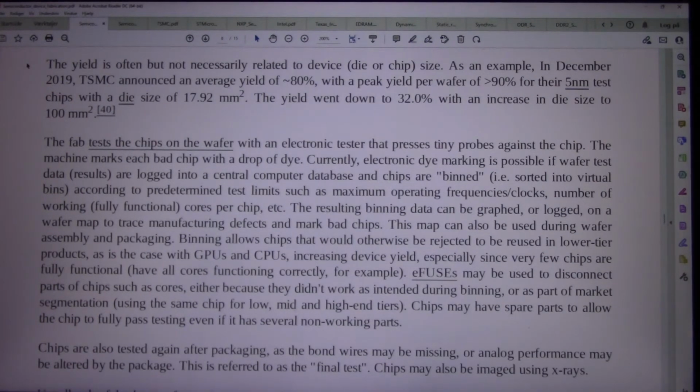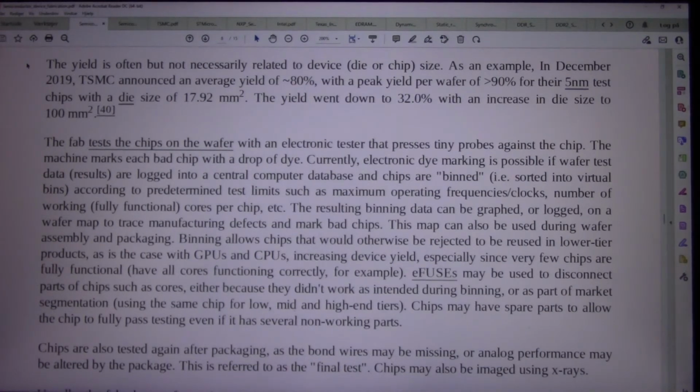As an example, in December 2019, TSMC announced an average yield of 80%, with a peak yield per wafer of over 90% for their 5nm test chips with a die size of 17.92 mm². The yield went down to 32.0% with an increase in die size to 100 mm².